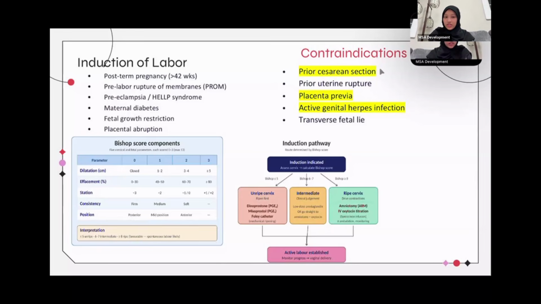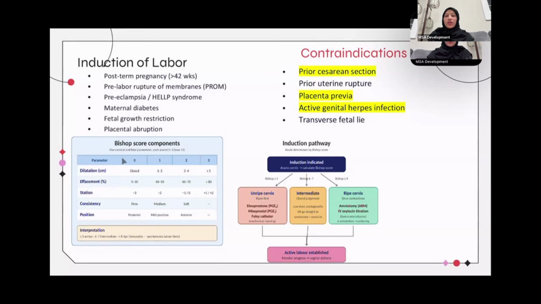Contraindications of induction of labor. If someone had a C-section before, prior rupture, placenta previa, active herpes lesion, you do not want to induce labor. It's better to just do a C-section because these will affect the baby, right? You don't want the baby to be affected with herpes. And also if the position of the baby is not right in the first place.